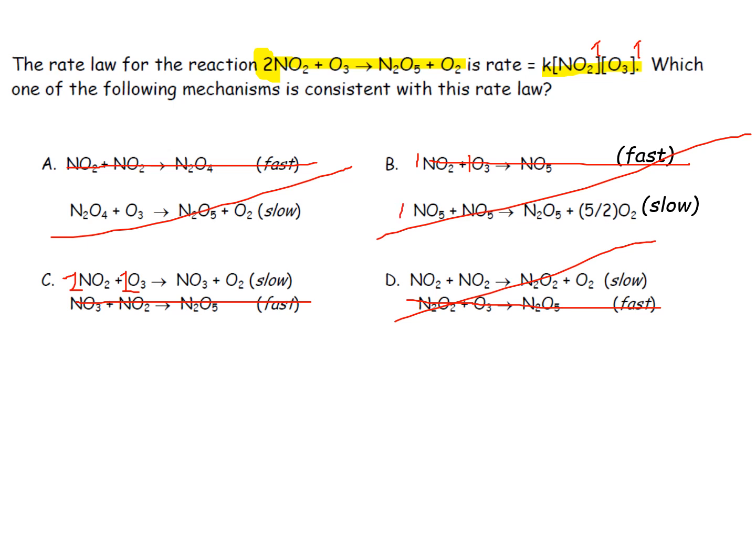1 and 1. So if this would be the mechanism, the rate would be k times NO5 to the second power. That wouldn't really work because NO5 would be an intermediate.